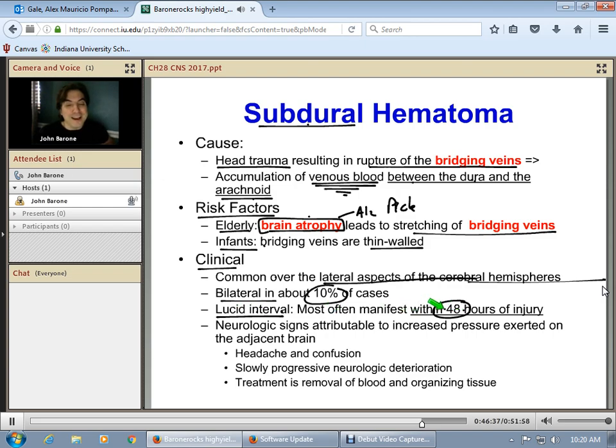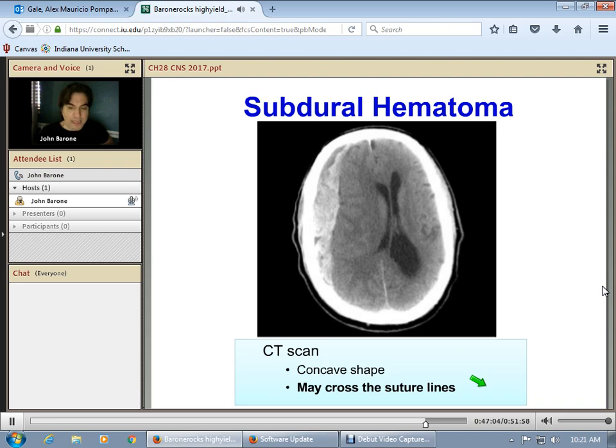All right, so the lucid interval could mean delayed bleeding. That's what I'm trying to get in your brain. Now, neurologic signs, again, are from increased intracranial pressure, just like with the epidural. So headache, confusion, and eventually it can herniate you. So you may have to go in there and remove the blood and organizing tissue. It really depends on the size. If they get symptoms or there's a midline shift, you need to put in a burr hole and evacuate. Good. Now again, CT is the key here.